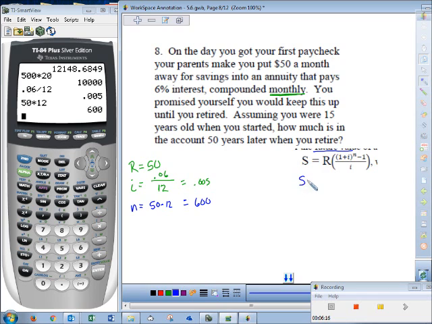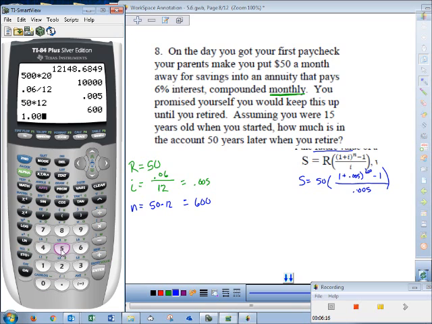So S equals 50 times 1 plus I, which is 0.005, to the 600th, big boy, minus 1, all over 0.005. So 1.005 to the 600th. That should be big. Minus 1, divided by 0.005. It's going to get big. Times 50.